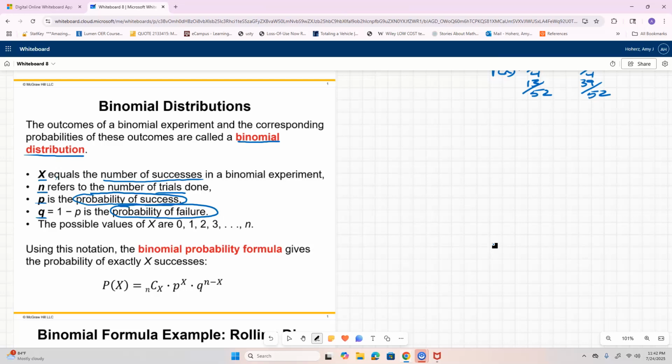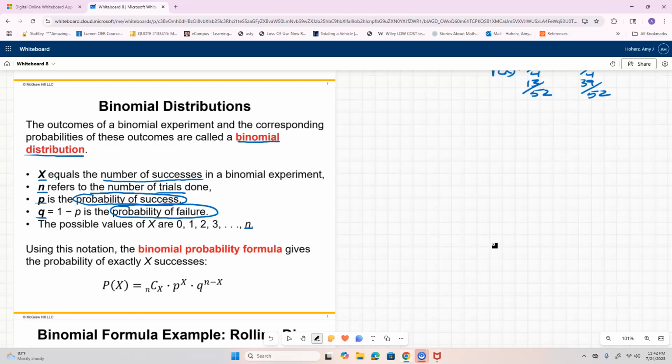So they're saying basically the number of successes, the possible values for X. You can either have no successes, 1 success, 2 successes, 3 successes, all the way up to however many trials you do. So if you do 10 trials, you can't have 12 successes. You can only have at most 10 successes. So that's all that means.